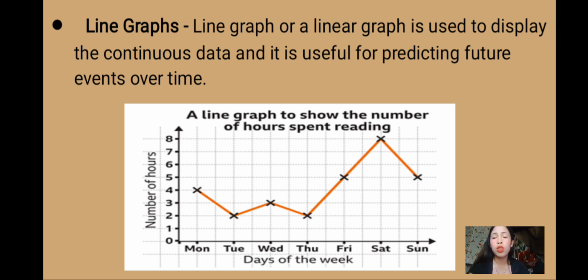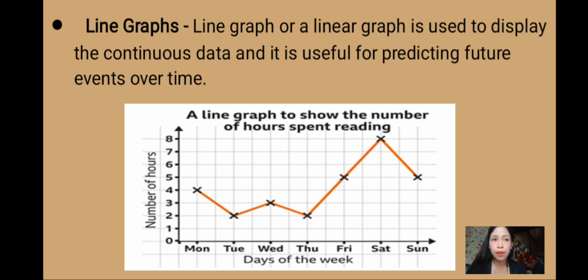A line graph is used to examine continuous data and is also useful in predicting future events in time. So the line graph represents the data in a form of series that are connected with a straight line. This series is called the markers. So the example here is a line graph to show the number of hours spent reading on each day, with hours ranging from 1 to 8.